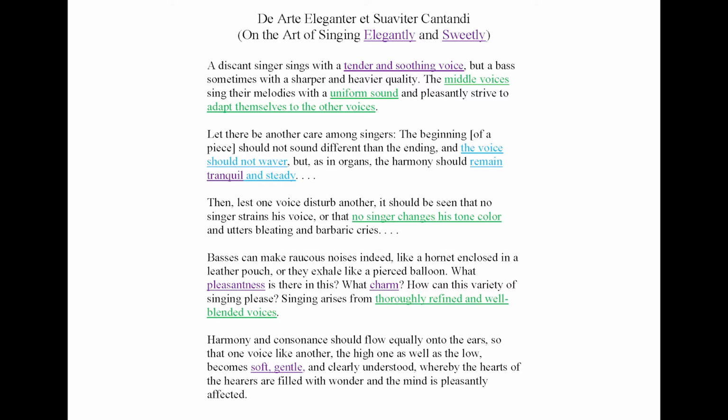The words in green refer to blend, as in all the voices are of one timbre. In paragraph 1, the middle voices adapt themselves to the other voices. In paragraph 3, no singer changes his tone color. And in paragraph 4, thoroughly refined and well-blended voices. And the words I've underlined in blue comment on vibrato, or lack of it. In paragraph 2, the voice should not waver, but remain steady.